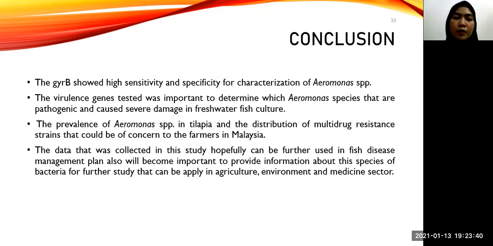So the conclusion: gyrB shows high sensitivity and specificity for characterization of Aeromonas spp. The virulence gene test was important to determine which Aeromonas species are pathogenic and cause severe damage in freshwater fish culture. The prevalence of Aeromonas in tilapia and the distribution of multi-drug resistant strains could be a concern to farmers in Malaysia. The data collected in this study can hopefully be further used for management plans that can be applied in the agriculture environment and medicine sector.